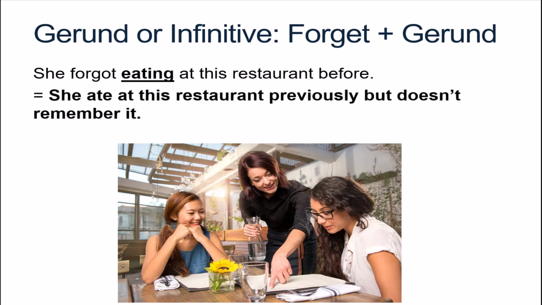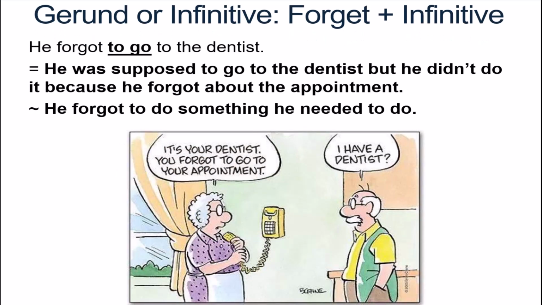Finally, forget. Here's an example of forget plus a gerund. She forgot eating at this restaurant before. This means that she ate at this restaurant previously, but she doesn't remember. And forget plus infinitive, he forgot to go to the dentist. This means he was supposed to go to the dentist, but he didn't do it because he forgot about the appointment. He forgot to do something he needed to do.